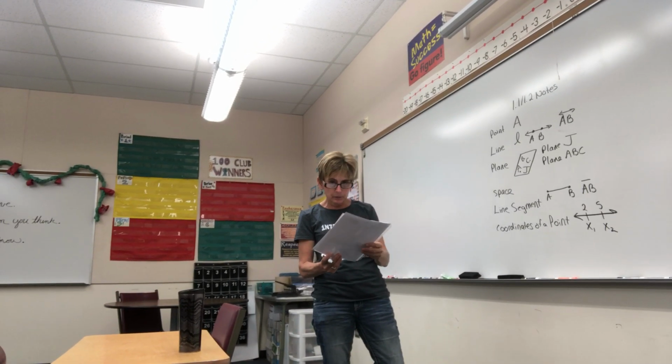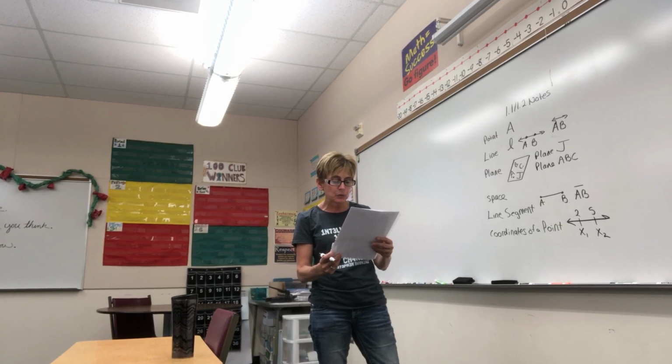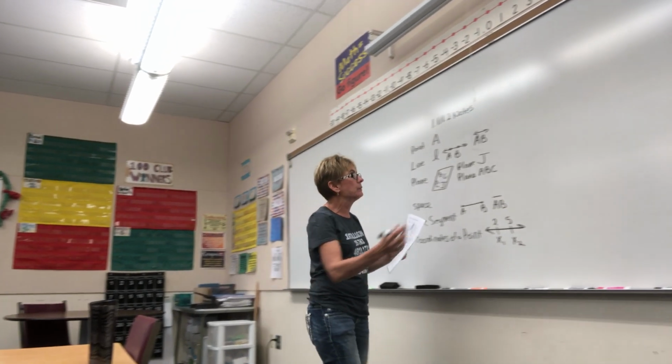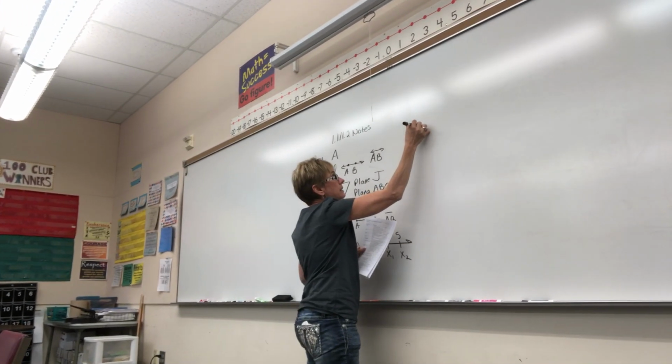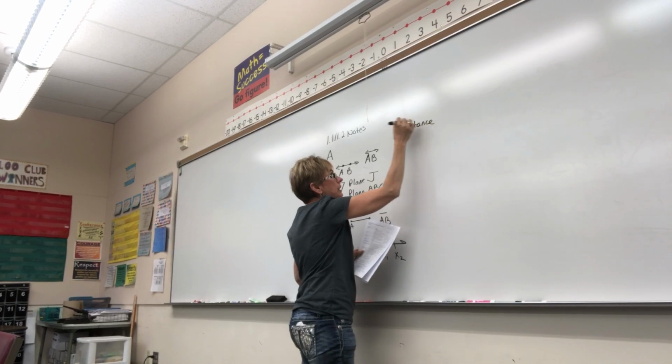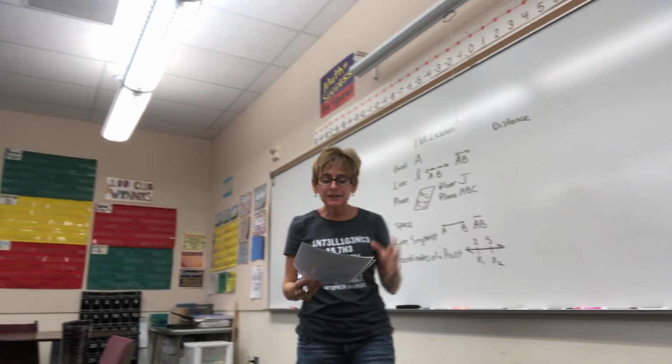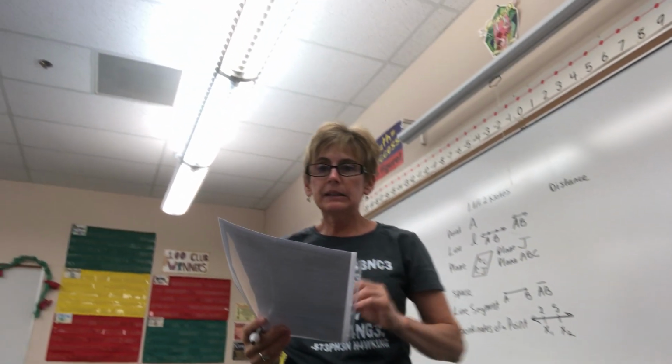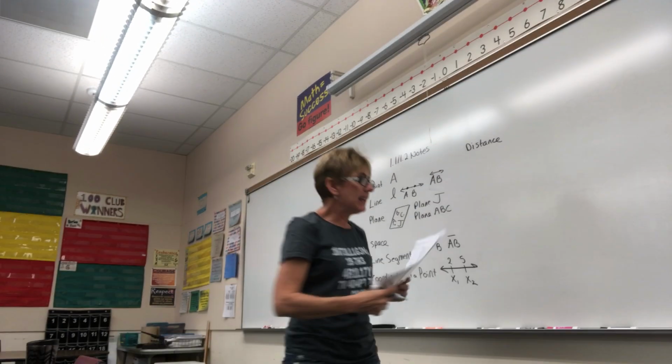All right, so now we're going to talk about distance between points, and this is actually kind of important. So let's write the distance vocab word here. When we talk about distance between 2 points, for instance point A and B, we write it as AB.